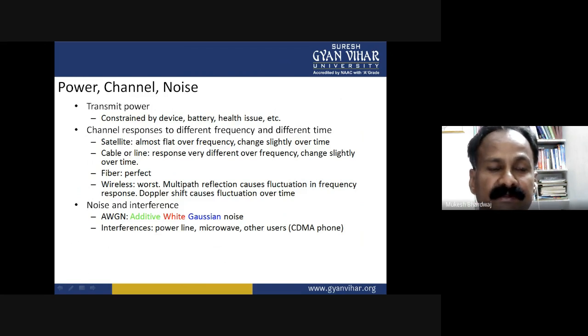Noise and interference. AWGN is additive white Gaussian noise; AWGN stands for this. Interference comes from power lines, microwaves, other users, CDMA phones.